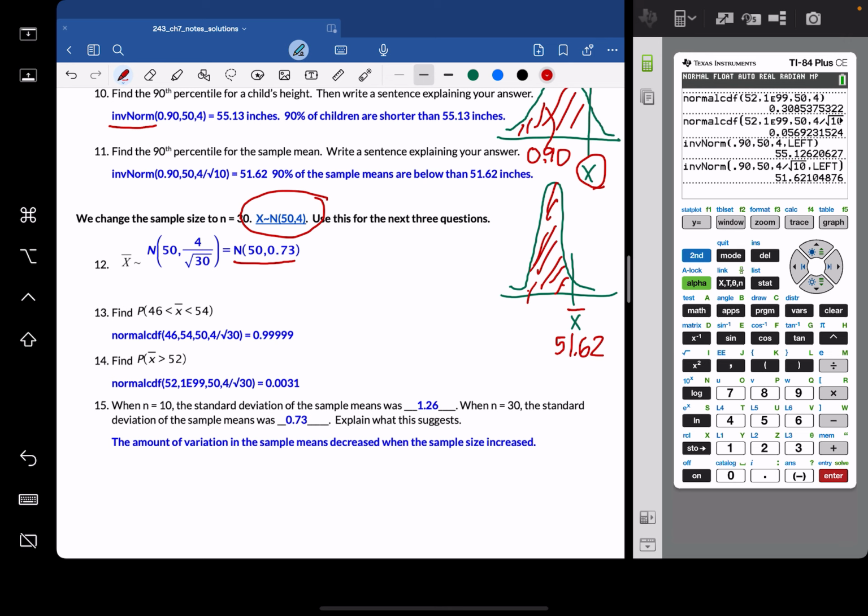And then this last question just emphasizes what I just said. When n equals 10, the standard deviation was 1.26. When n equals 30, it was 0.73. The amount of variation in the sample means decreased when the sample size increased. I hope that makes sense to you intuitively.